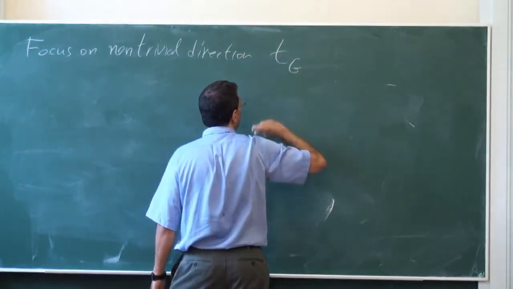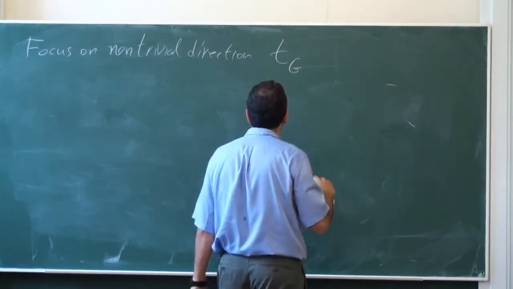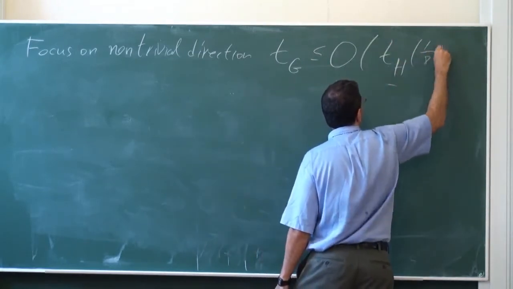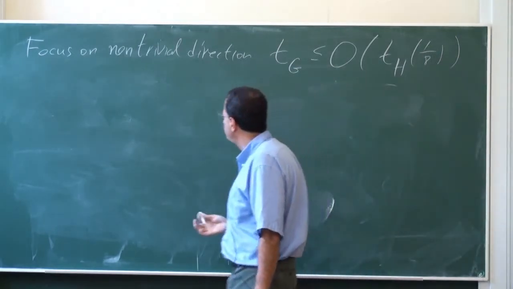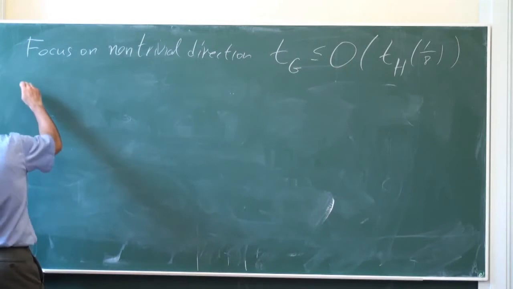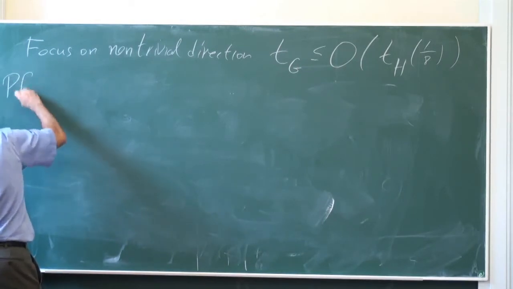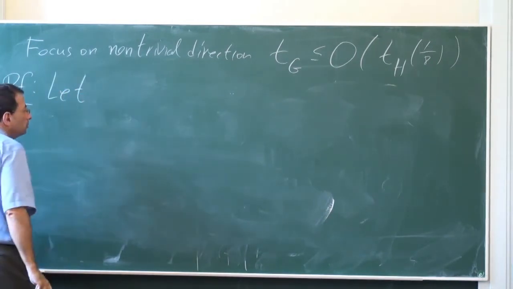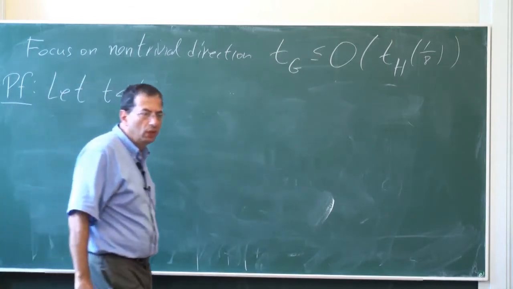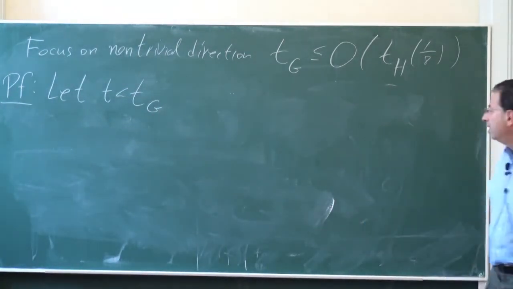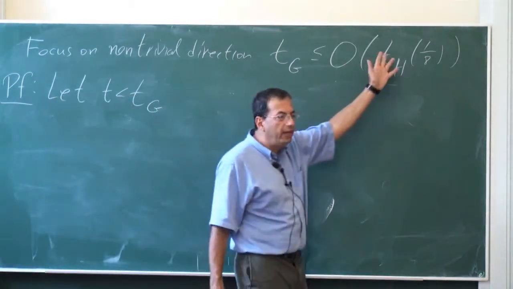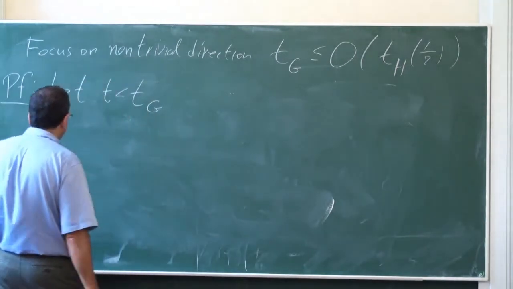Which says that Tg, this mixing time when we stop at the geometric time, is less than a constant times this Th. Okay, so let's prove that. So let t be a time which is less than Tg. If we show that for any time less than Tg, it's also less than Th up to a constant, then we're done. So that's the goal.